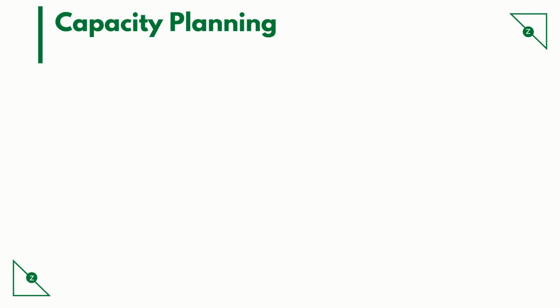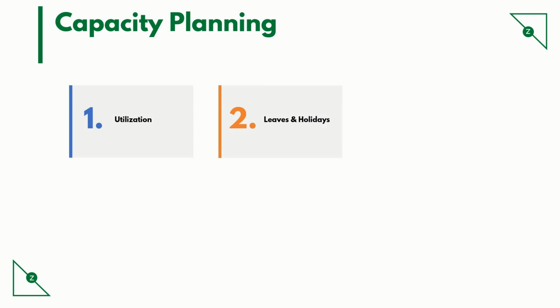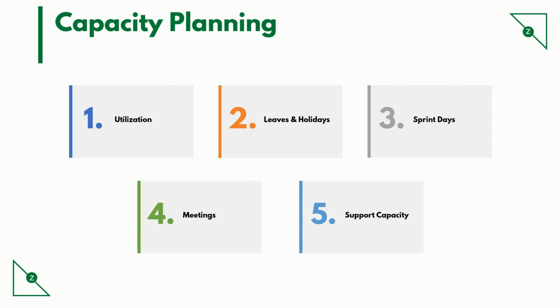So what do we consider in capacity planning? Utilization of every team member in terms of percentage per day, leaves of individuals and holidays across teams, the total number of sprint days depending on the sprint size, meetings and any other ad hoc work, and any capacity for support from the team members.